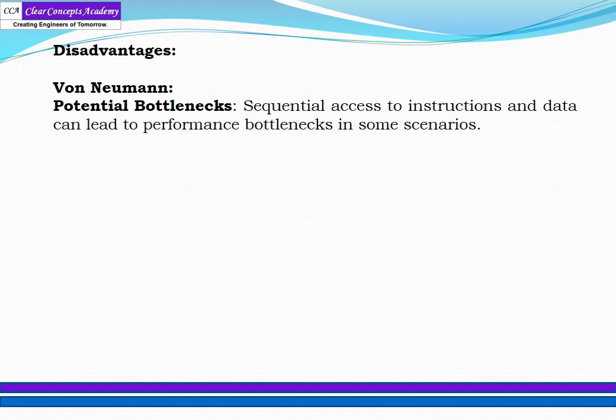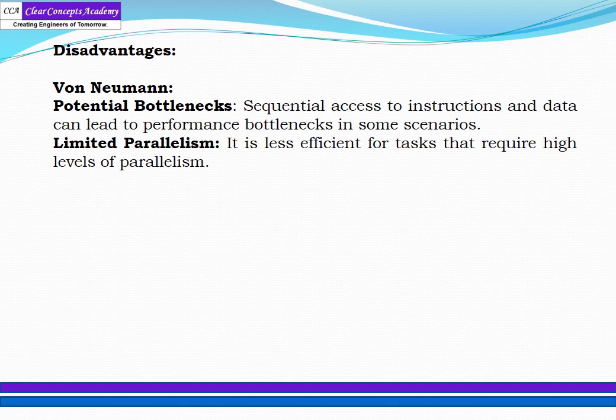Now, what are the disadvantages for both the cases? In case of Von Neumann architecture, potential bottlenecks. Sequential access to instruction and data can lead to performance bottleneck in some scenarios. Limited parallelism. It is less efficient for the tasks that require a high level of parallelism. In case of Von Neumann architecture, the parallelism is not possible.